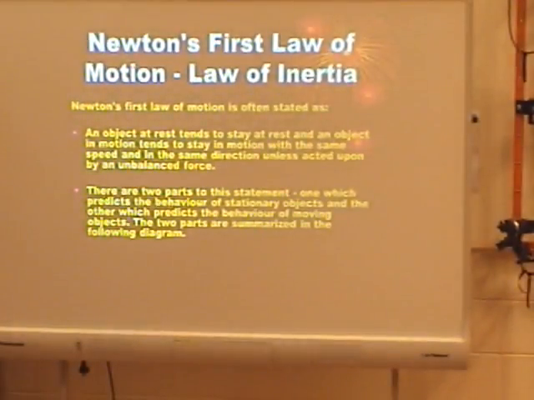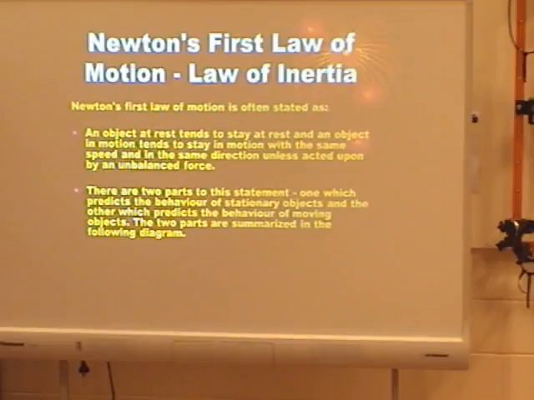So now we're going to go into a bit more of the physics behind why these parameters actually matter. The first law of motion is an object at rest stays at rest, and an object in motion stays in motion with the same speed and same direction, unless acted upon by an unbalanced force.